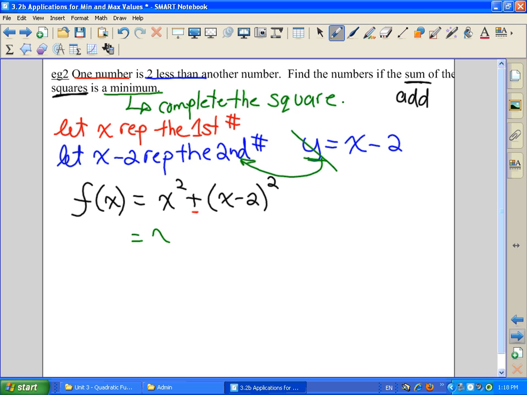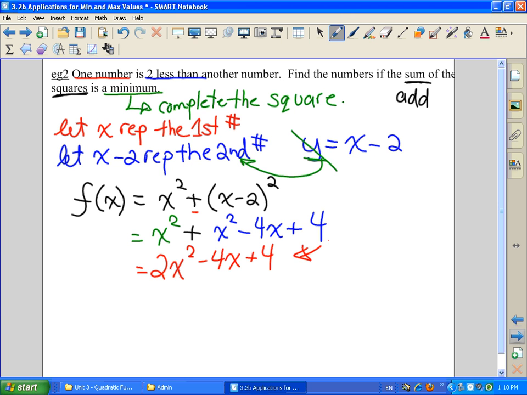So we're going to go x squared, that's that one, plus now we're going to expand this out. So x square the first, double the product, and square the last. Okay, collect like terms. So we're going to have 2x squared minus 4x plus 4. Now we complete the square.